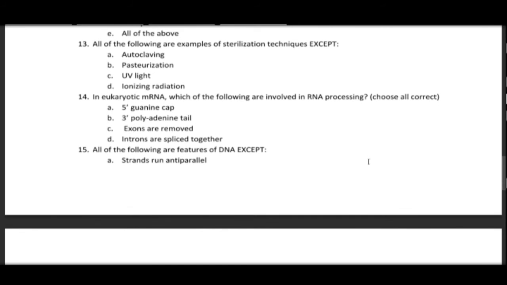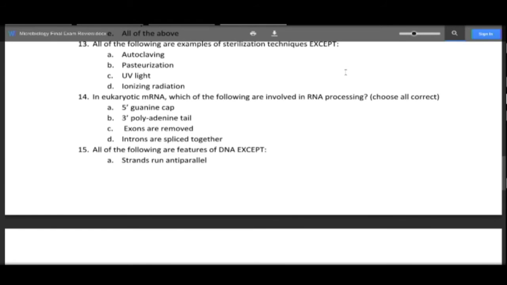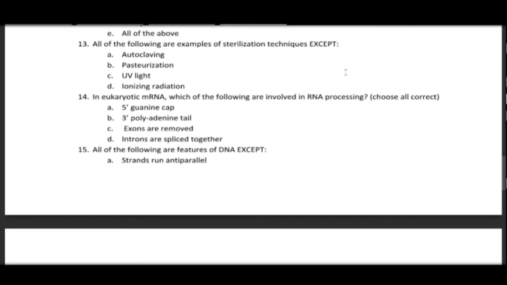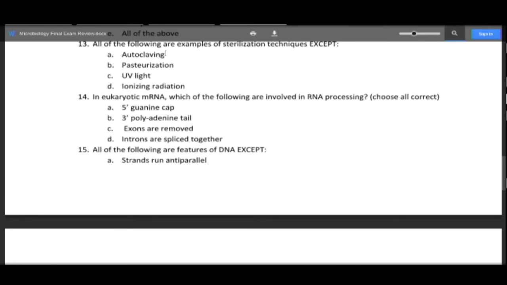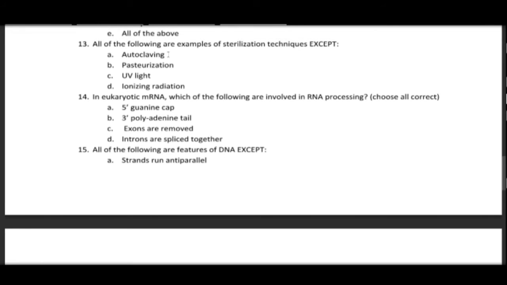Then we have 13. 13 says all the following are examples of sterilization techniques except. So we have to remember all of these techniques and know if they're sterilization or not. This is more of a, do you remember from your notes or can you figure out here? Autoclaving is usually how tools are sterilized in the lab. They're put in an autoclave. So this is a sterilization technique. Pasteurizing is a way to sterilize fluids and bacteria by using heat. So pasteurization is another technique.